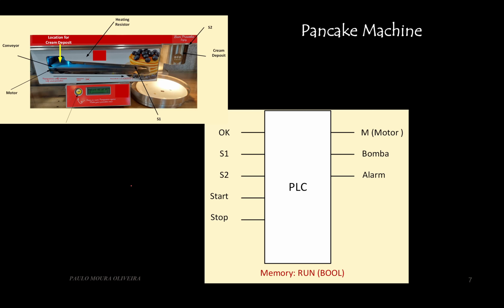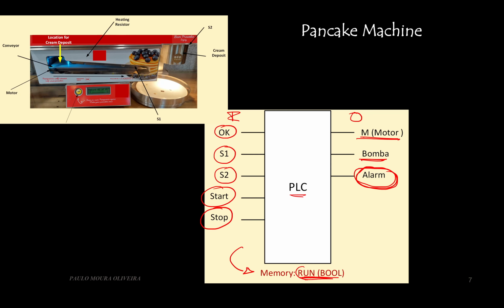In this case, I always recommend to draw the PLC and the digital inputs. In this case, inputs are the OK button, S1 sensor, S2 sensor, the start button and stop button. As the outputs, we got one to control the motor, or the motors in this case, one to activate the pump for the cream, and another one, the alarm, to refill the deposit. Also, I'm going to consider a memory bit or Boolean variable called run in this implementation.